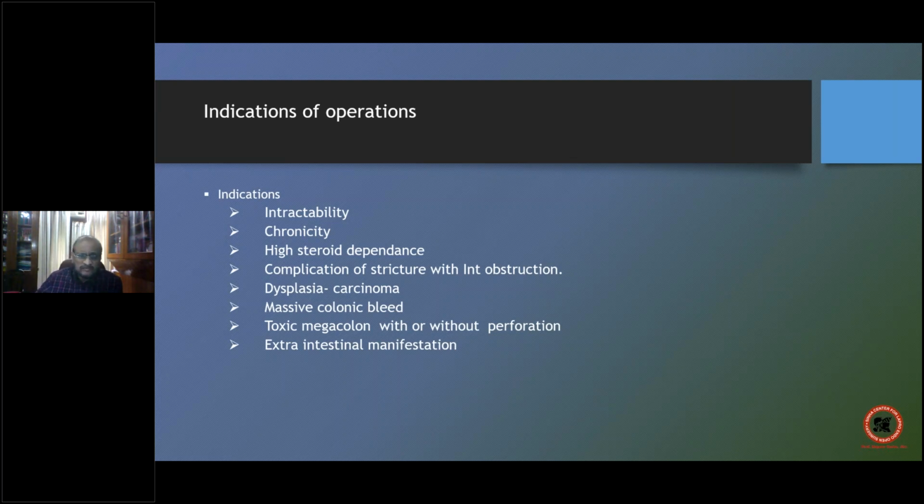What are the indications when we surgeons are called for? Number one, intractability. That means the medicine is not having any response. Chronicity, the disease has been there for a long period of time. There is no remission, but it's still present. The patient has to be on drugs, the patient is fed up with drugs. High steroid dependence. Complication of stricture with intestinal obstruction. Dysplasia carcinoma sequence. Massive colonic bleed, the patient has severe hemorrhage. Toxic megacolon with or without perforation, and of course extraintestinal manifestation.